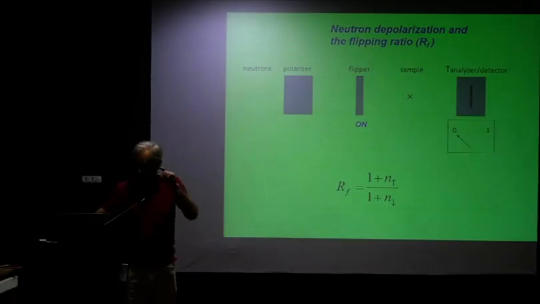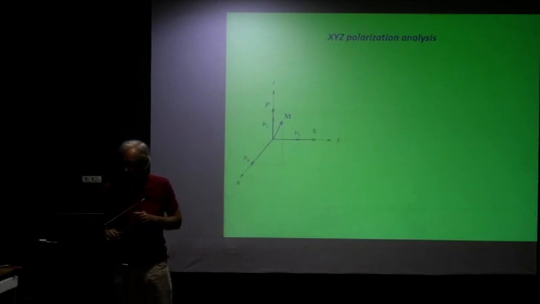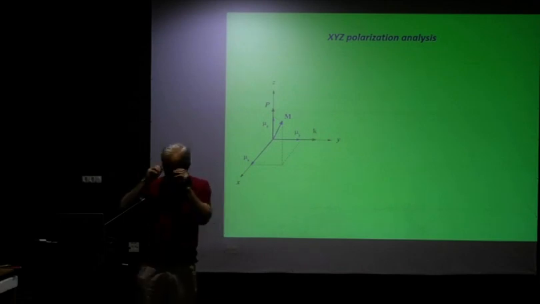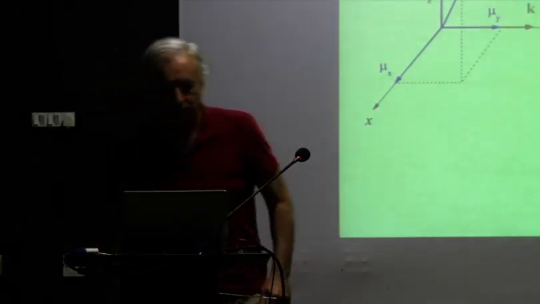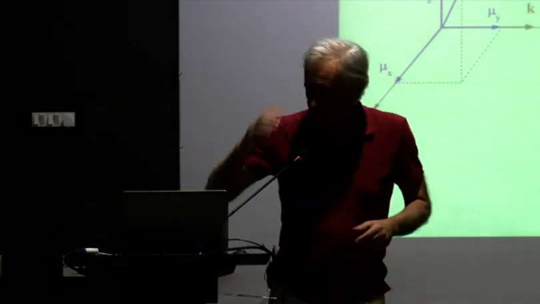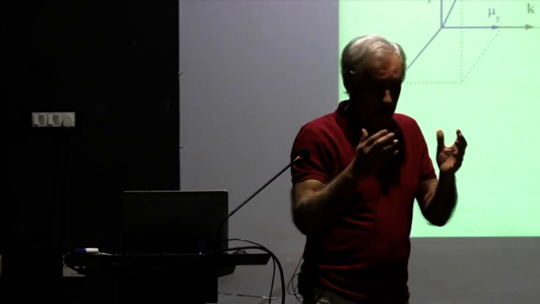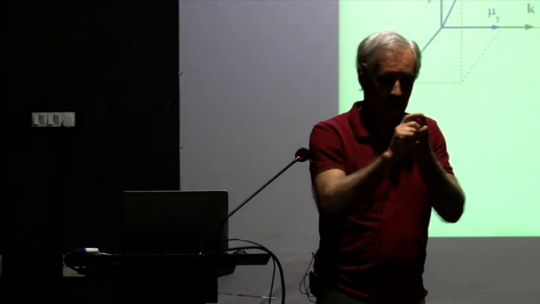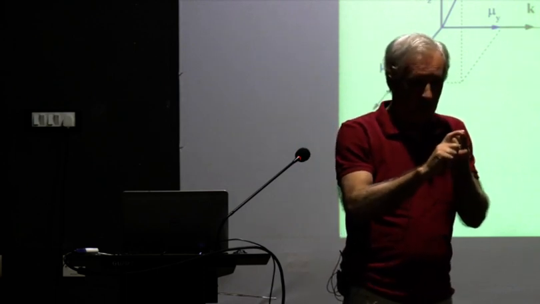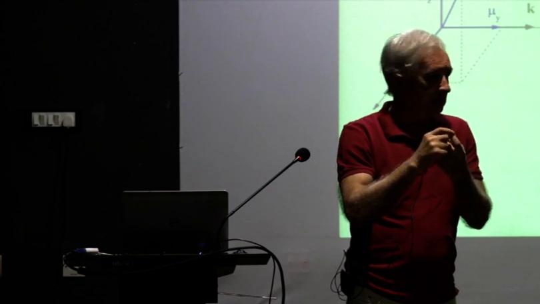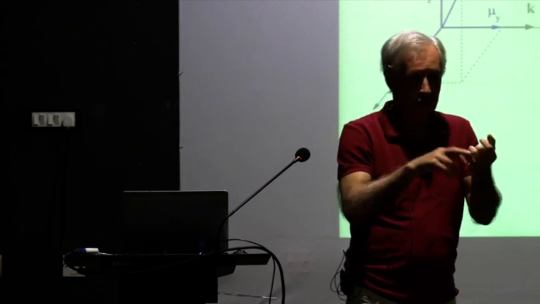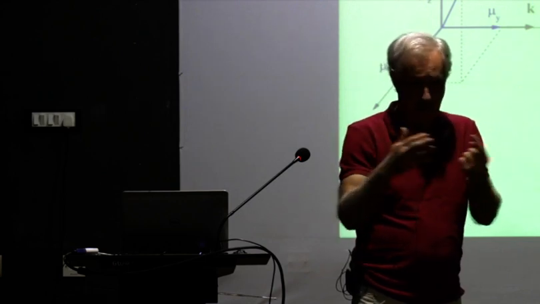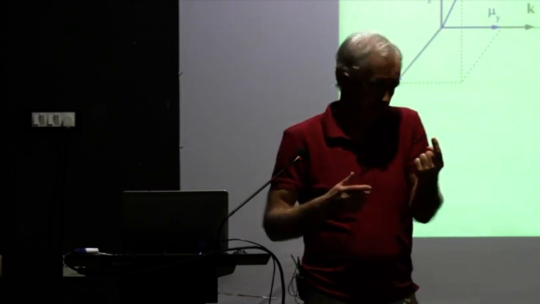I want to go into just a little bit of detail concerning how the neutrons behave in the presence of a magnetic sample. Now, as you know, magnetism arises from two things. One is from the nuclear magnetism. That is, if you have an odd number of nucleons, protons and neutrons, then you have an extra spin. So the nucleus has a spin.